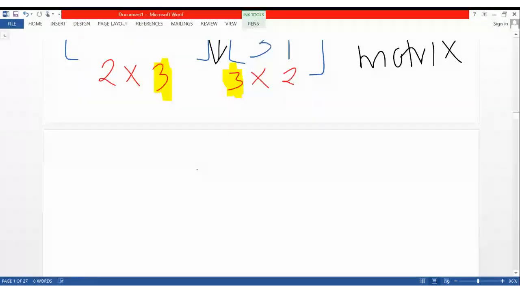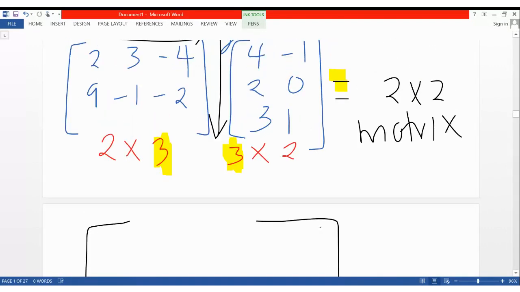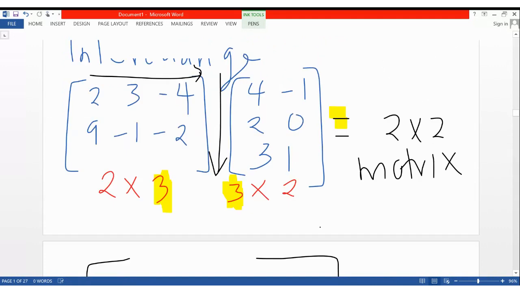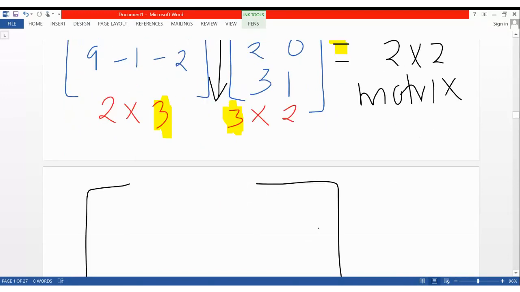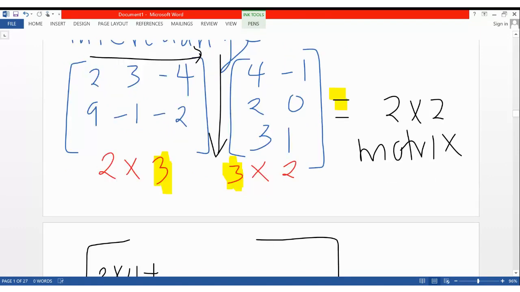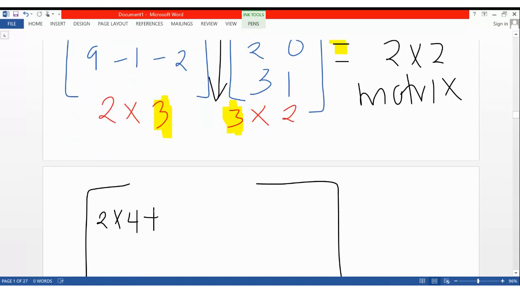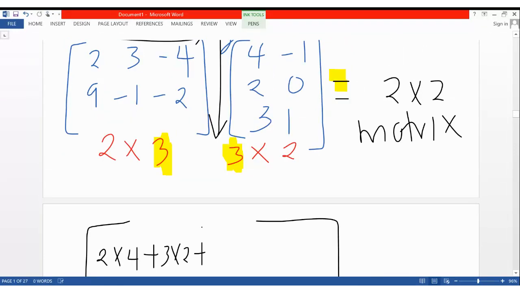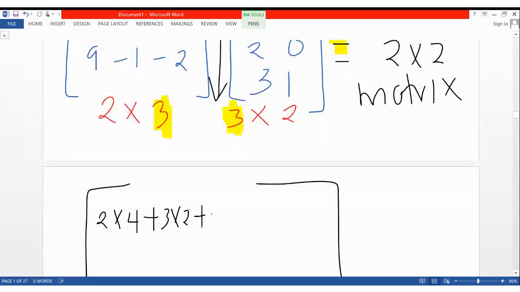So for the first one I'll have 2 times 4, 3 times 2, and then negative 4 times 3. That's what I'm doing. So I'll have 2 times 4 plus 3 times 2, plus negative 4 times 3. That should be small, so this one is not needed. So that is the first entry.